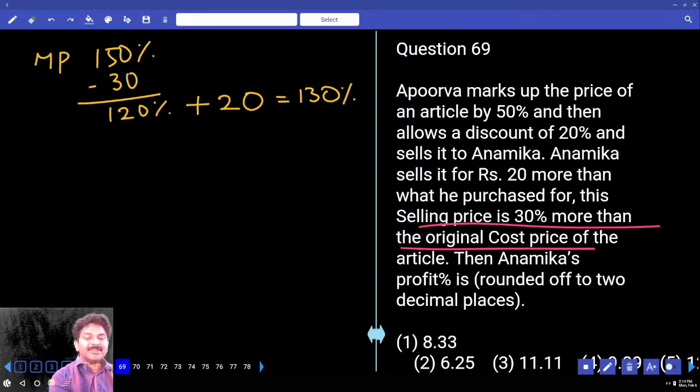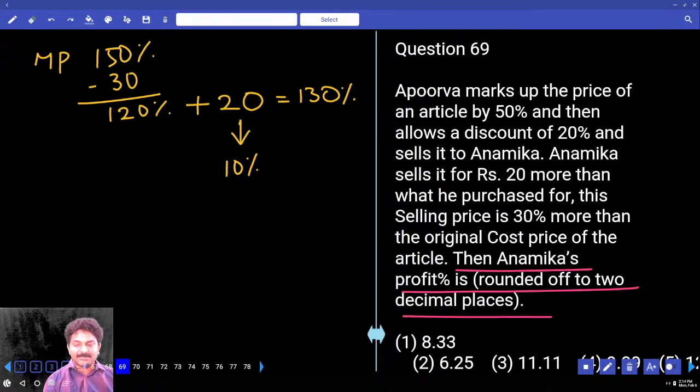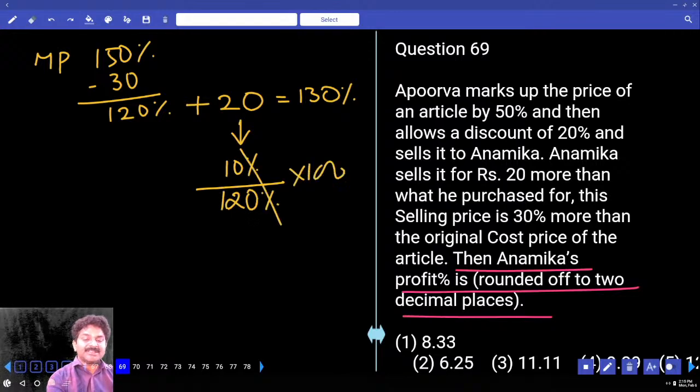Correct? So from this we can say difference is 10%, which is equal to 20 rupees. Now what exactly is the question? Anamika's profit percentage, rounded off to 2 decimals. So for Anamika, how much is profit? 20 rupees, which is equal to what percent? 10%. With respect to Anamika's cost price, we have to calculate. Correct? What was Anamika's cost price? 120% into 100. Percentage 0 gets cancelled. 1 by 12, in the sense 1 by 3%. 8.33%, first option.